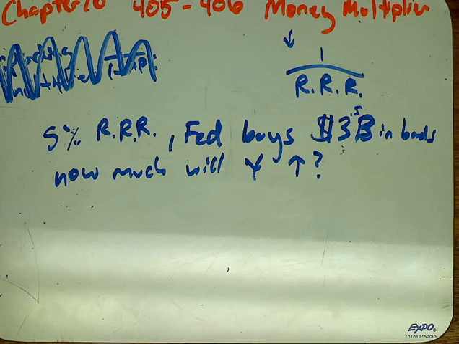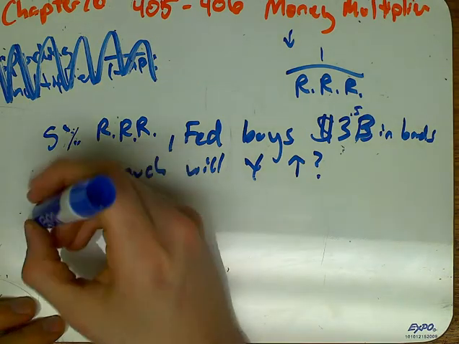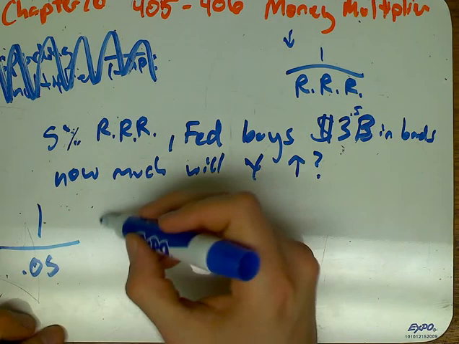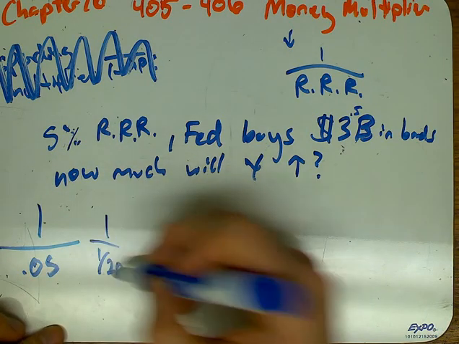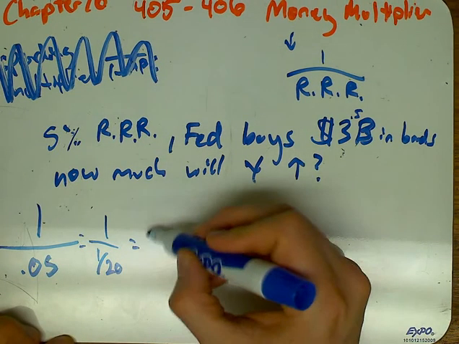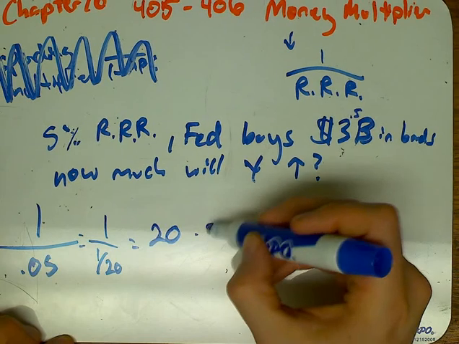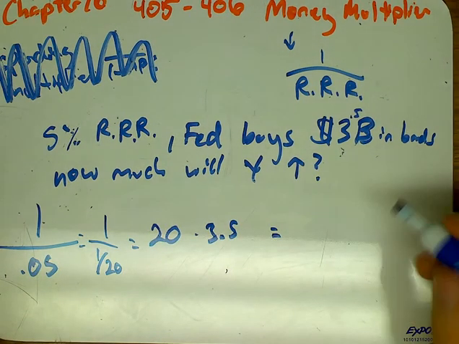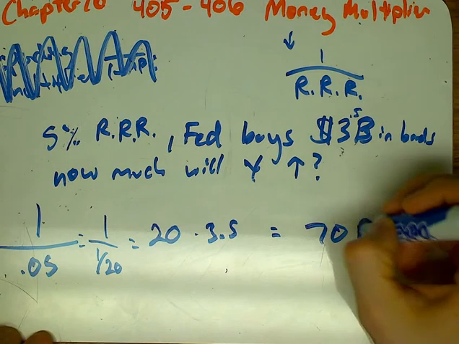Well, let's figure out the multiplier. It's 1 over 0.05, which I happen to know is 1/20th. And so that means the multiplier equals 20. So 20 times 3.5 is, oh good grief, $70 billion, according to my mental math.